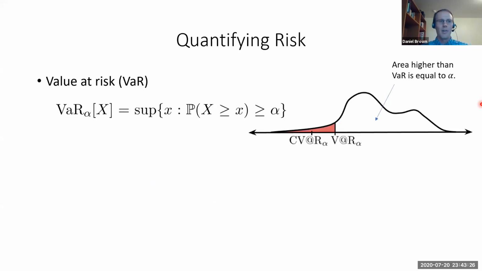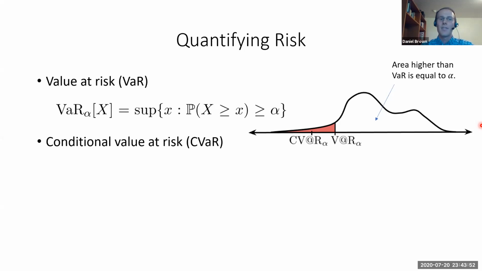So we've talked about already this idea of value at risk, where here I've written out the actual math for what the value at risk is. It's the supremum, you can think maximum, value of X such that my random variable being greater than that is going to happen with probability alpha. So if we look at our curve, we're going to assume that lower values to the left are worse. And so value at risk is the point where the area to the right is equal to alpha. So higher alpha means I'm looking at worse and worse outcomes.